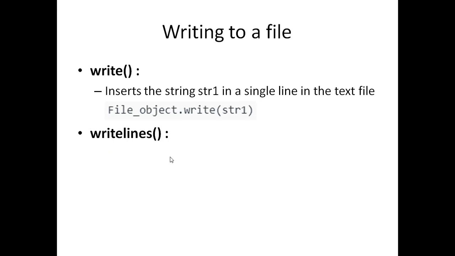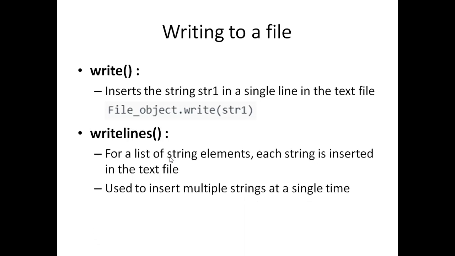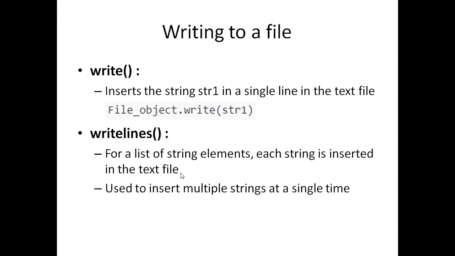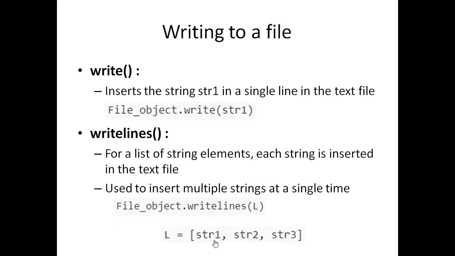Then there is writelines. Writelines is used for a list of string elements. Each string is inserted in the text file. It is used to insert multiple strings at a single time. So this is the syntax: file object dot writelines, and inside it L is specified, and L is actually a list, a list of strings. So we can insert a list of strings into that file. You will see an example, then you will understand write and writelines.